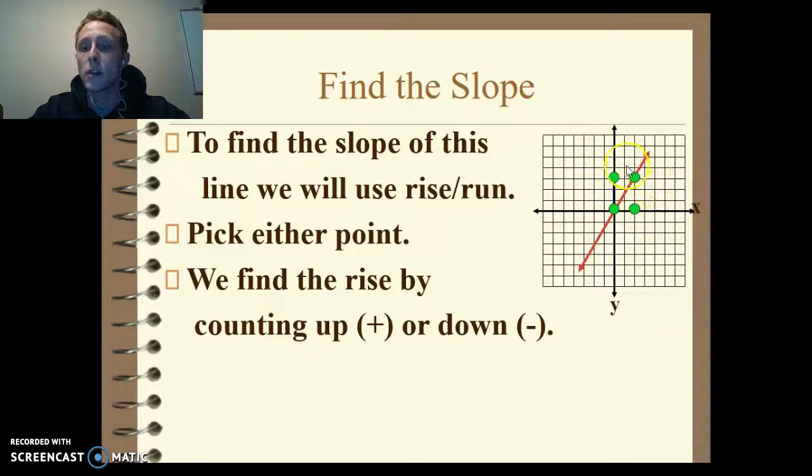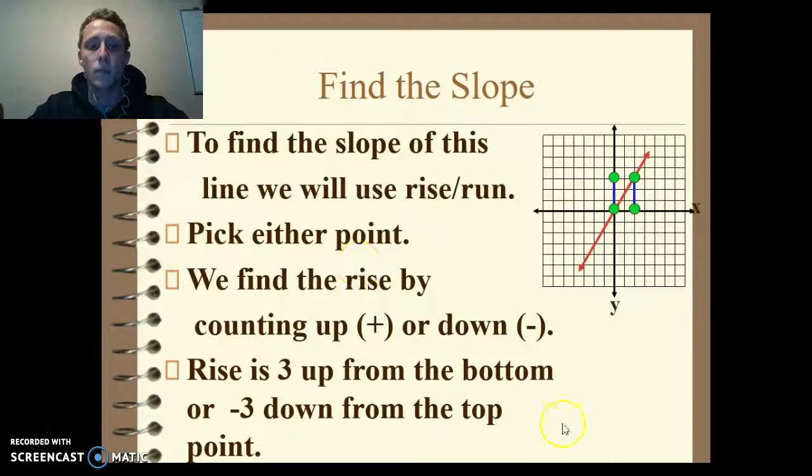Just like so. So we get 2 new points. Alright. So our rise is 3 if we chose this point, and our rise is negative 3 if we chose this point. You're going to find that it's not actually going to matter what you choose. You should get the same slope.